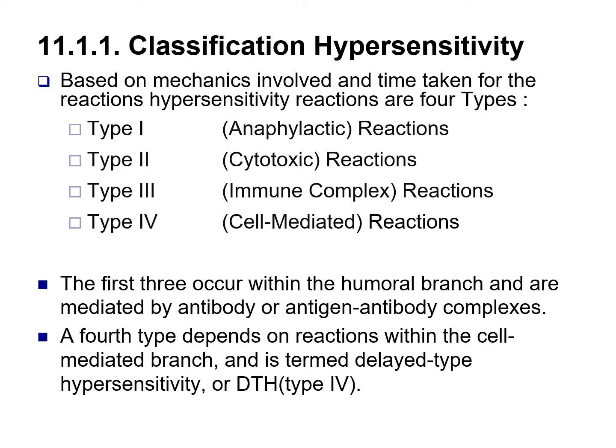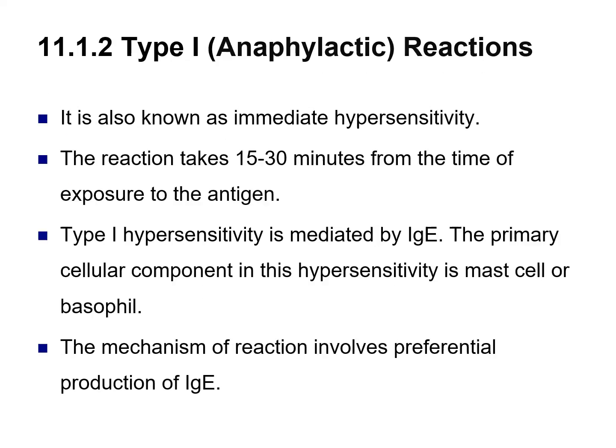So we label them with Roman numerals 1, 2, 3, and 4. The first one is anaphylactic, then cytotoxic, then immune complex, and the last one is cell-mediated reaction. The first three are antibody or antigen-antibody complex mediated, while the last one is cell mediated. This is also known as delayed type hypersensitivity reaction.